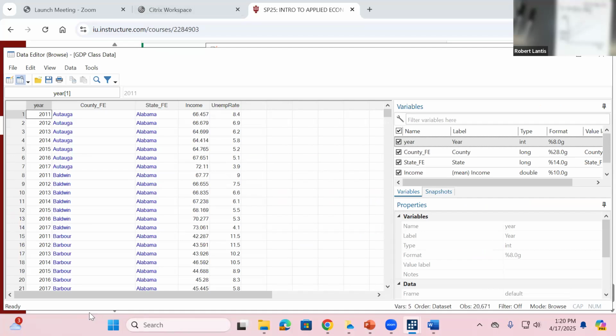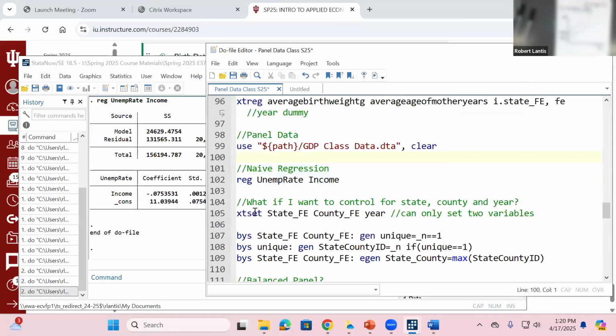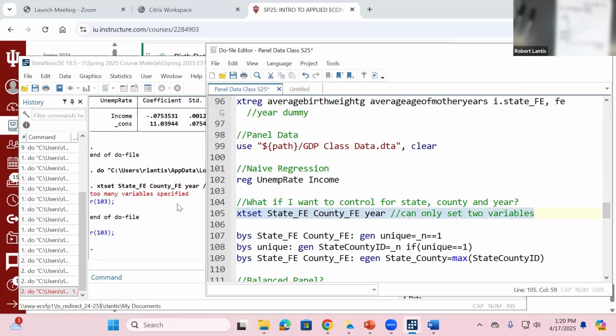So every observation is a time period, a state, and a county. Notice I've got Alabama, but multiple counties, multiple time periods. If I was setting this up as a panel data set, and I said, well, look, I've got my states, within the states I've got different counties, and for each county I've got 6 or 7 different years, whatever it was, I can only use 2 variables when I set this up as a panel data set.